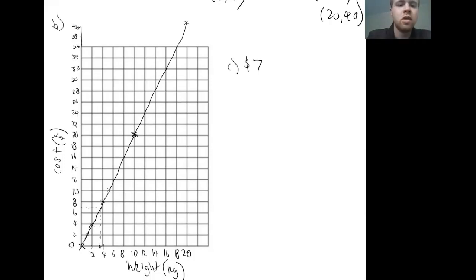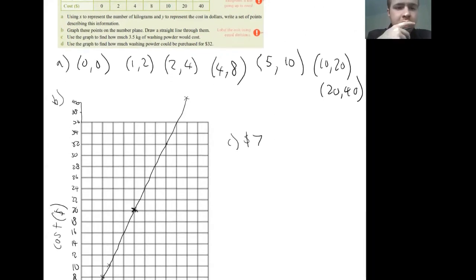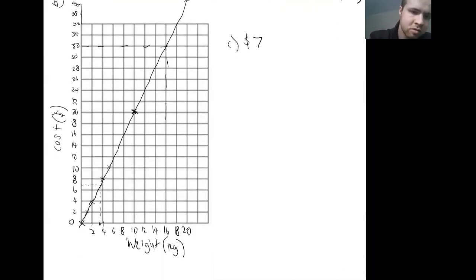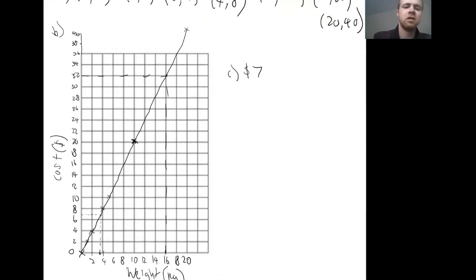Let's look at the next one. Use the graph to find out how much washing powder could be purchased for $32. So we need to start on the vertical side this time. Go across to the line. Then when we hit the line, we go down until we hit the x-axis, or the horizontal one. And we get to 16 kilos. So the answer there is going to be 16 kilos.